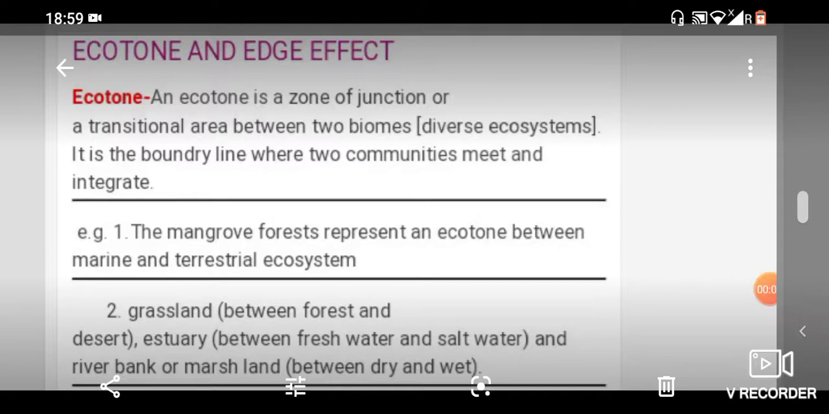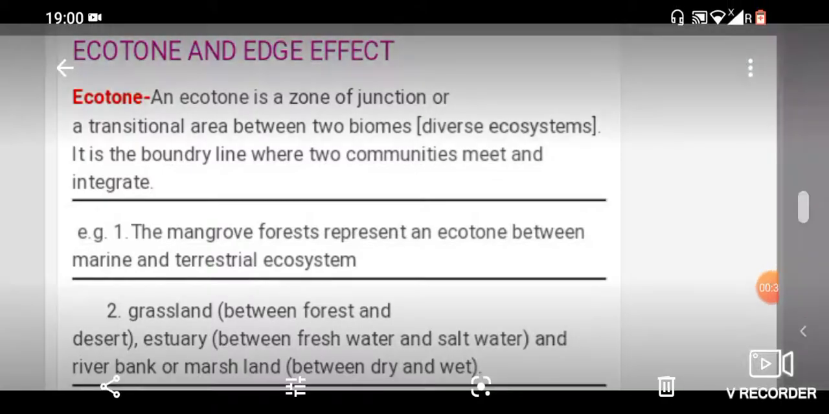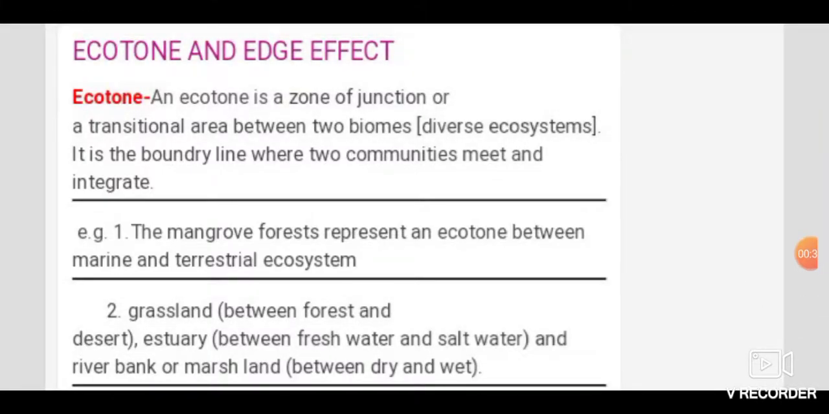So today's topic is about the ecotone and the edge effect. Ecotone is nothing but the zone of junction, or the transitional area between two biomes. The biome is a region which generally contains different types of flora and fauna on the basis of the climate and the rainfall. Okay, and ecosystem is a part of the biome, so it consists of diverse ecosystems.